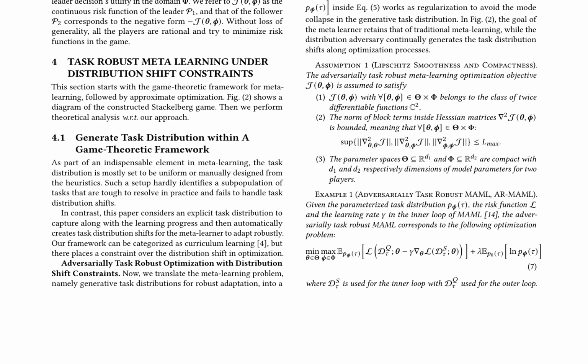The authors propose an optimization problem that balances the risk function with the constraint term, ensuring robustness against task distribution shifts. The paper also presents an example of adversarially task robust MAML, which incorporates the proposed framework into the MAML algorithm. This approach aims to enhance the model's adaptation robustness by capturing the worst-case scenarios in the task space.